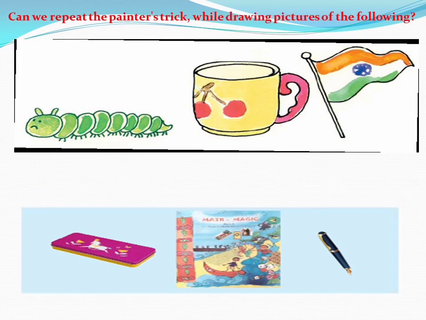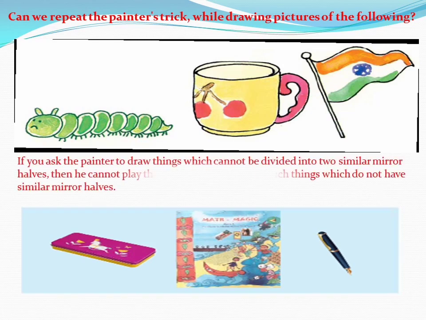Can we repeat the painter's trick while drawing pictures of the following? No, we cannot, because the painter's trick can only be repeated for the things which can be cut into mirror halves, right? So if you ask the painter to draw things which cannot be divided into similar mirror halves, then he cannot play the trick.